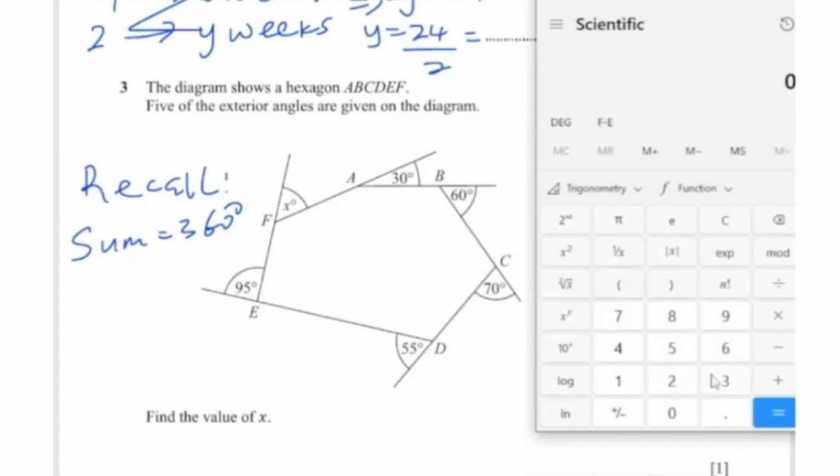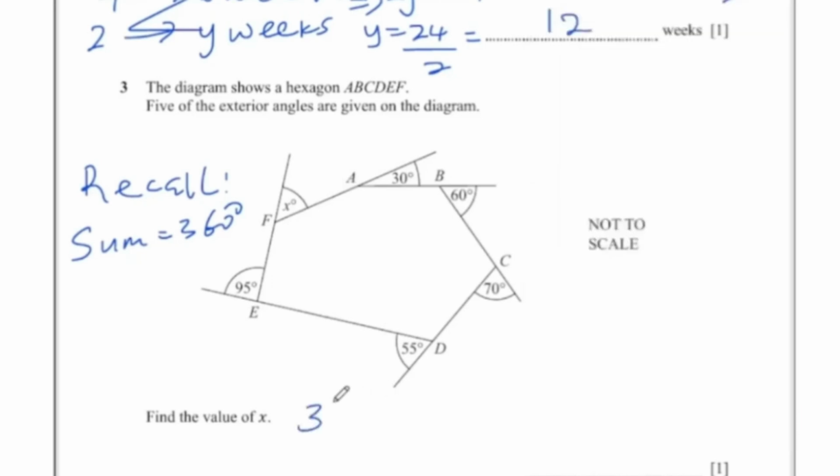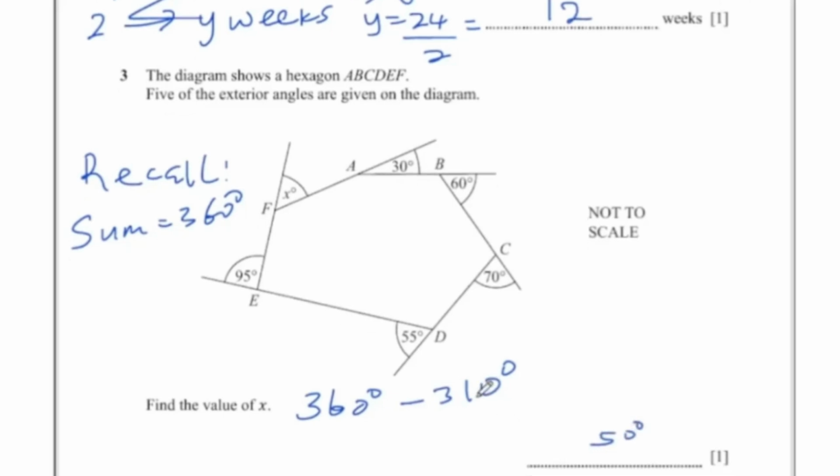So let's go. We have 95 starting out here, plus 30, plus 60, plus 70, plus 55. So this is 310 degrees. So x degrees will be 360 minus 310. So we have 360 degrees minus 310 degrees. This gives us 50 degrees. So x is basically 50 degrees.